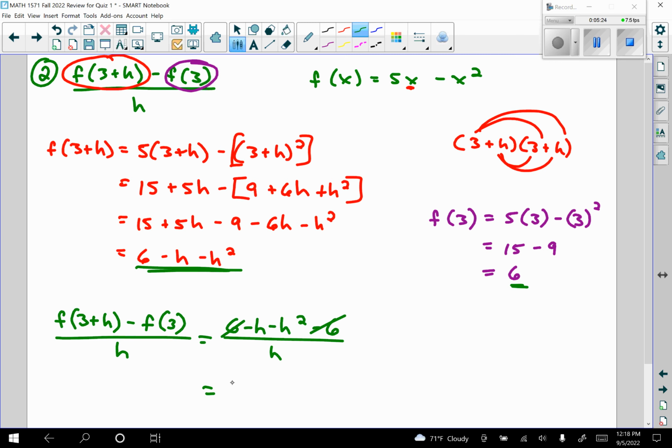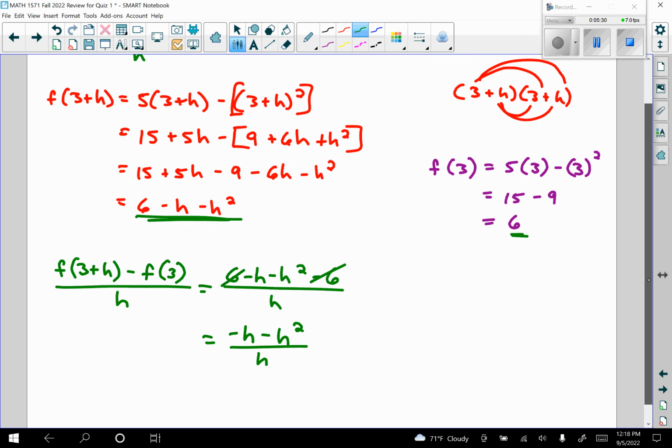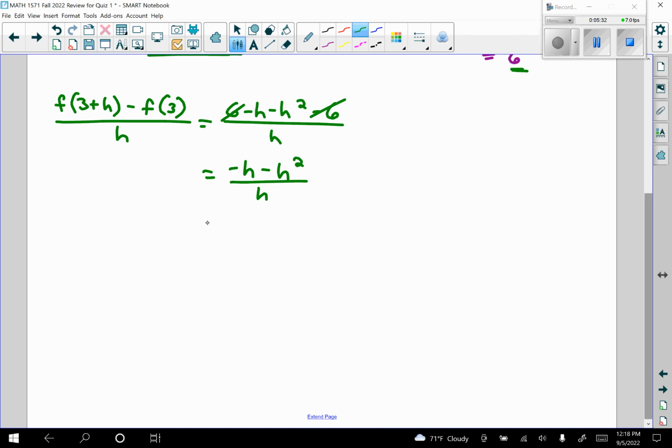So these cancel. I'm left with negative h minus h squared all over h. I could factor out an h from the numerator. I could take out a negative, but I'm not going to. I'm just going to factor out an h. That will leave me with negative 1 minus h all over h. So again, like the last problem, these h's divide out, and I'm left with negative 1 minus h, or negative h minus 1.